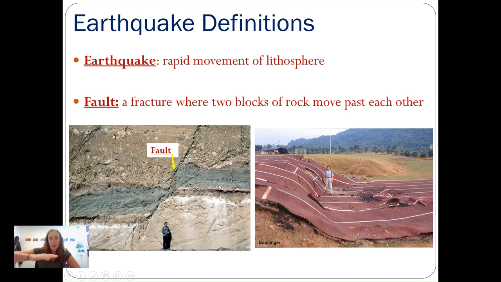You have nice flat layers of rock. So the fact that these layers are offset from each other is because earthquakes have caused these rocks to move and offset. On the right side, this picture is from Alaska. It is a running track here, basically where an earthquake happened, and the right side of this image dropped down relative to the left side of the image.